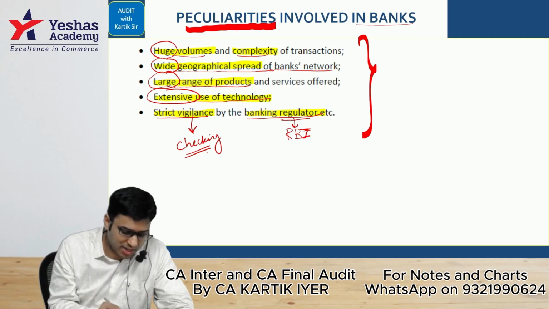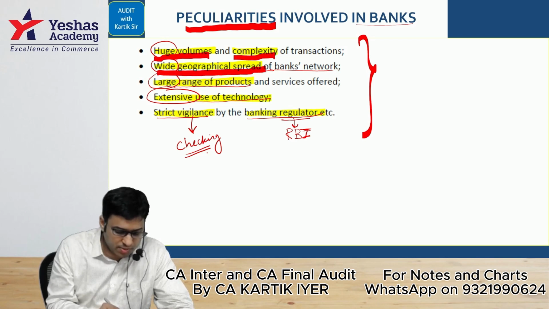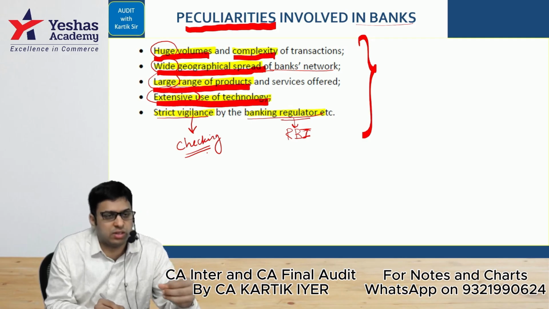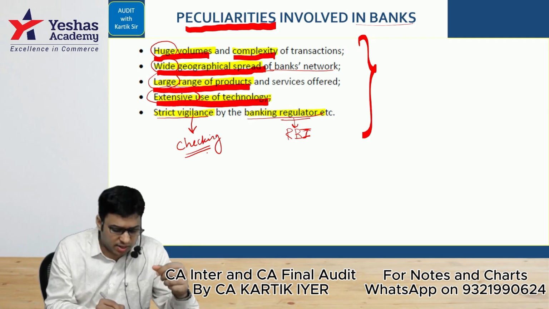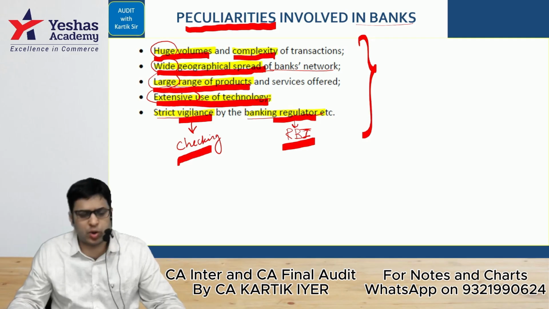So ensure you are doing these small questions also with equal importance and finesse. Let's do it. Huge volumes and complexity of transactions involved in banks. Wide geographical spread. We know banks are spread across various locations. A large range of products the banks sell. Extensive use of technology using core banking software. Lot of encryption systems also in their working. And finally, we have strict vigilance, that is checking done by RBI, which is the banking regulator. All these are the peculiarities in the bank.